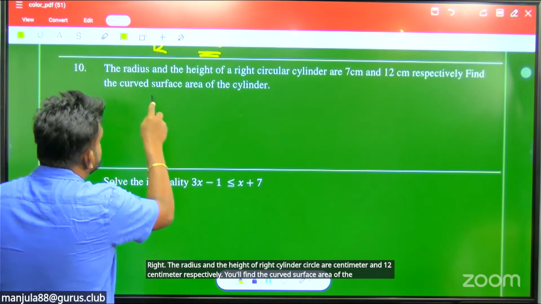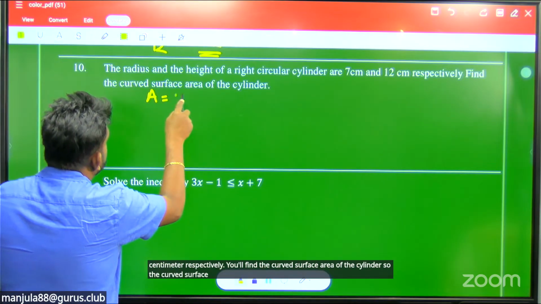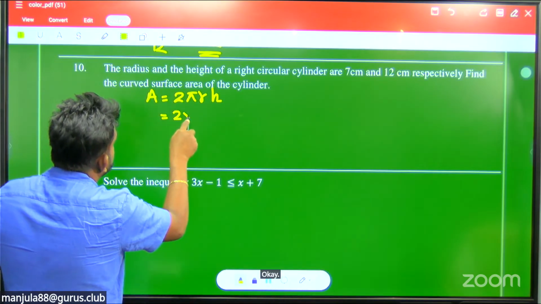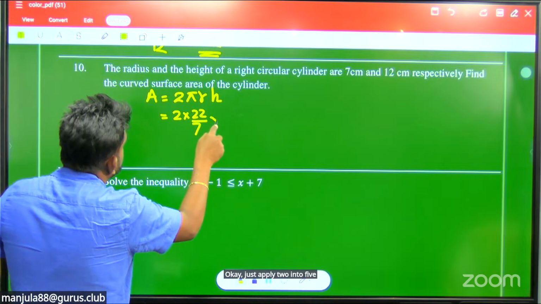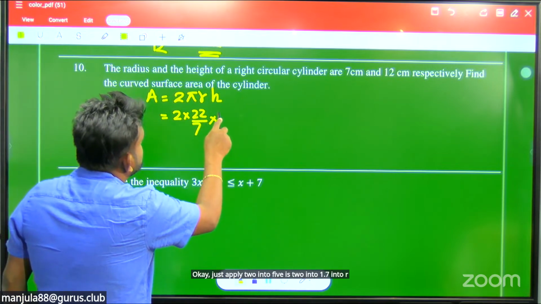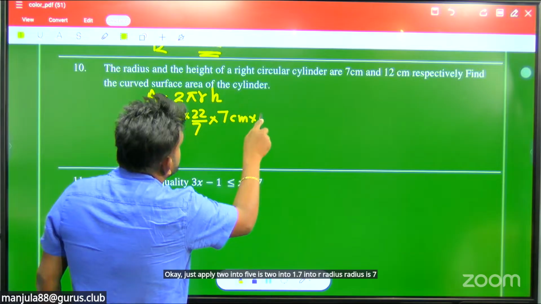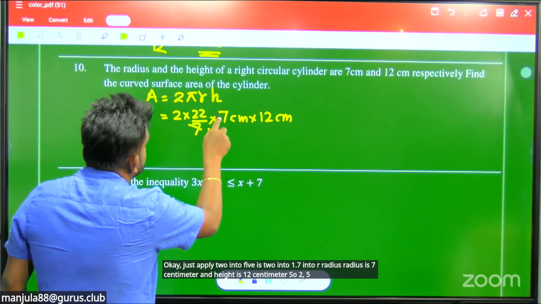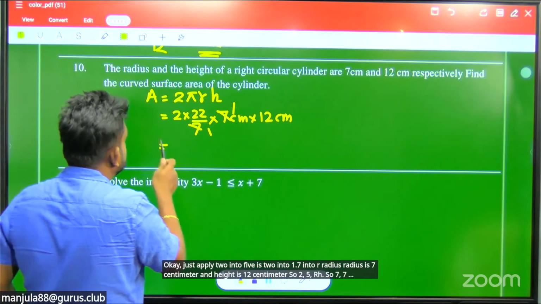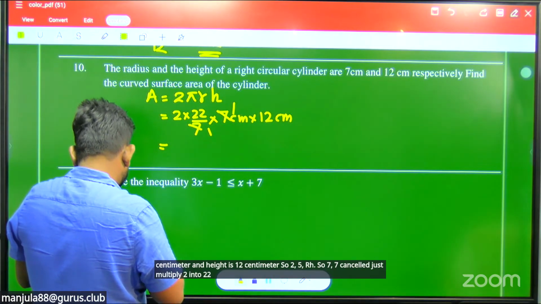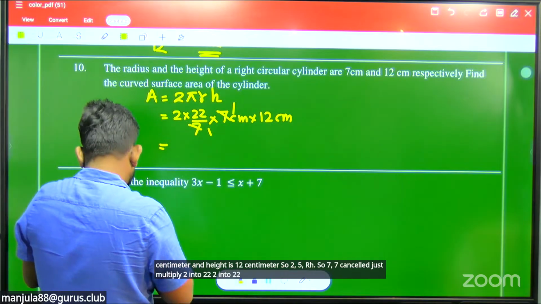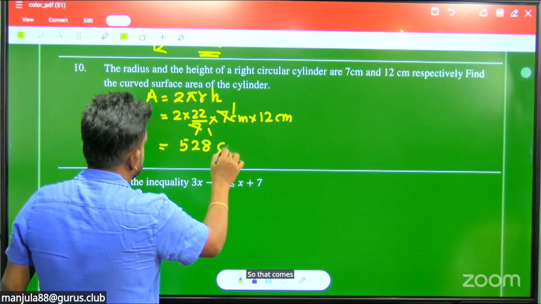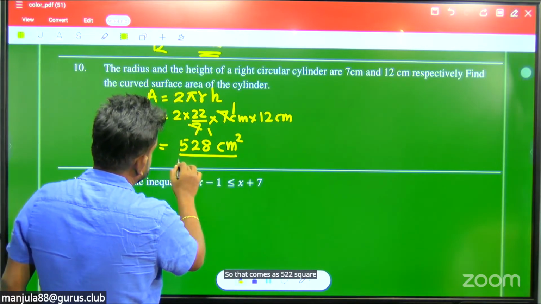The curved surface area is given by the formula 2πrh. Just apply: 2 into π is 22 upon 7, into r. Radius is 7 centimeters and height is 12 centimeters. So 2πrh, 7 and 7 cancel. Just multiply 2 into 22 into 12. So that comes as 528 square centimeters.